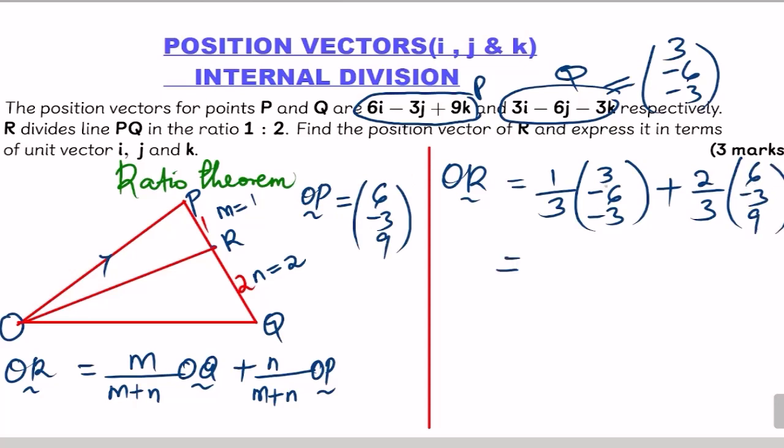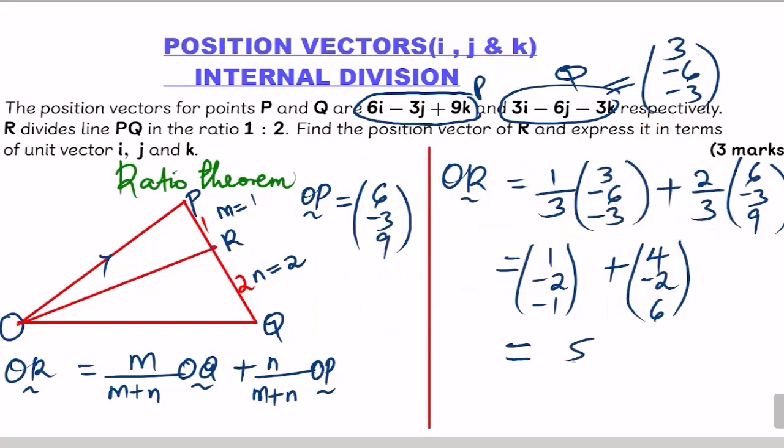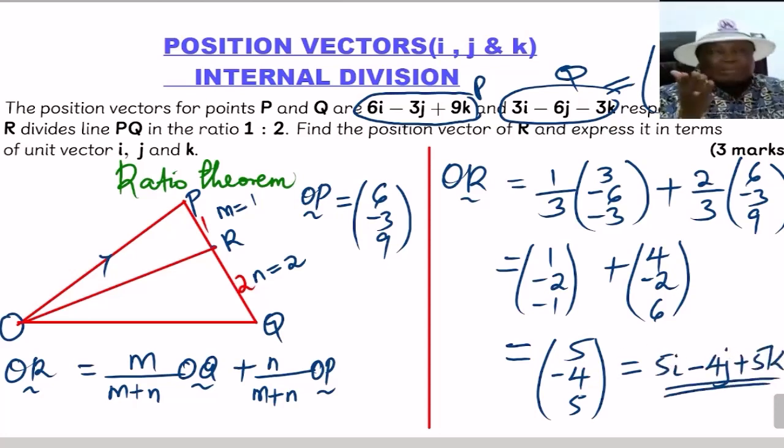Multiplying each of these terms, 3, negative 6 and negative 3, by a third, you get 1, negative 2, negative 1. Plus, multiply each of 6, negative 3 and 9 by 2 thirds: this one is 4, 2 over 3 times negative 3 gives negative 2, and 2 over 3 times 9 gives 6. Then we add: 1 plus 4 gives 5, negative 2 plus negative 2 gives negative 4, and negative 1 plus 6 gives 5. So that is OR. Written in terms of i, j and k, we get 5i minus 4j plus 5k. So that is the first method.